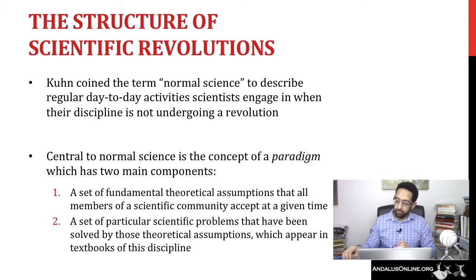The first component of a paradigm is a set of fundamental theoretical assumptions that all members of the scientific community accept at a given time. So nobody will be rejecting these assumptions, even if they might disagree on some details of their findings or their interpretations. The foundational assumptions are accepted by everyone. The second one is a set of particular scientific problems that have been solved by those theoretical assumptions, which appear in textbooks of this discipline.